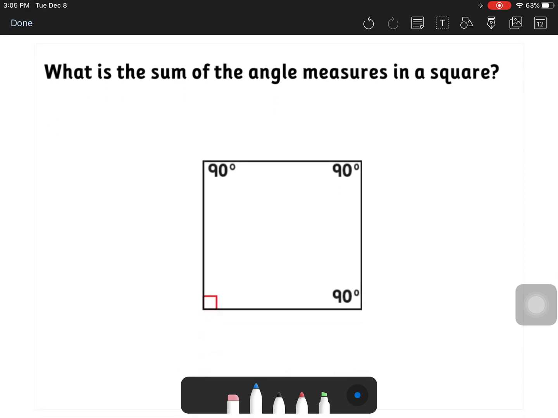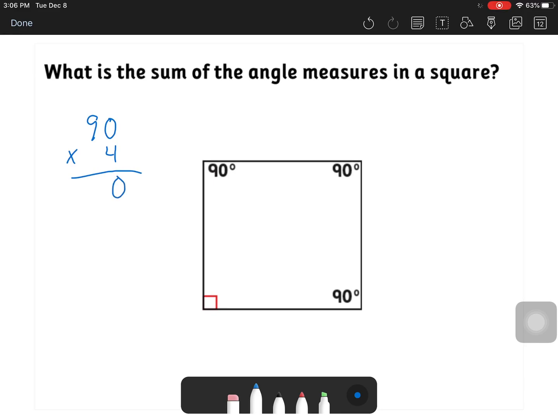Okay, now what's the sum of the angle measures of a square? Well, in a square there are 4 sides and 4 angles, so that's going to add up to more than 180. In a square we know that all the angles are 90 degrees. So if there are 4 angles that are each 90 degrees, we could multiply 90 times 4.